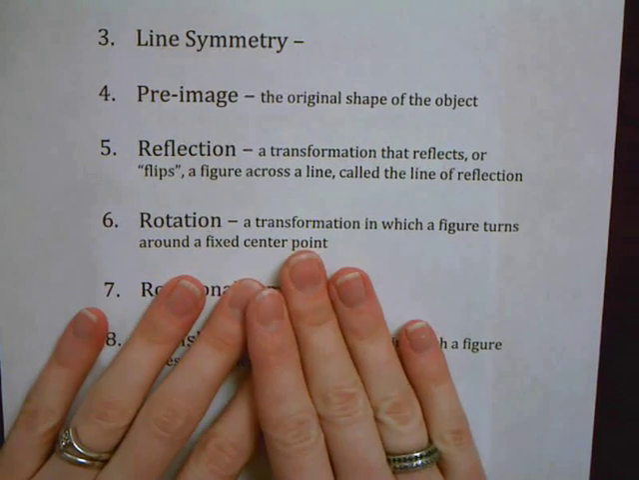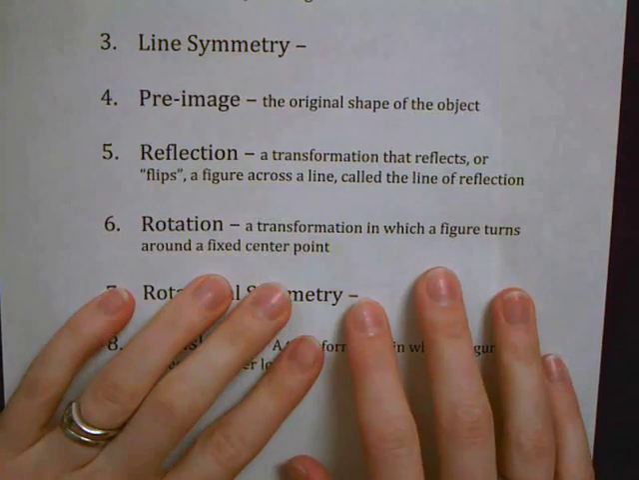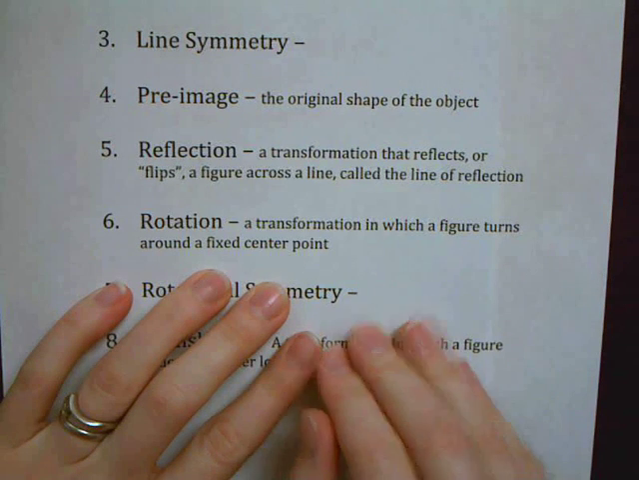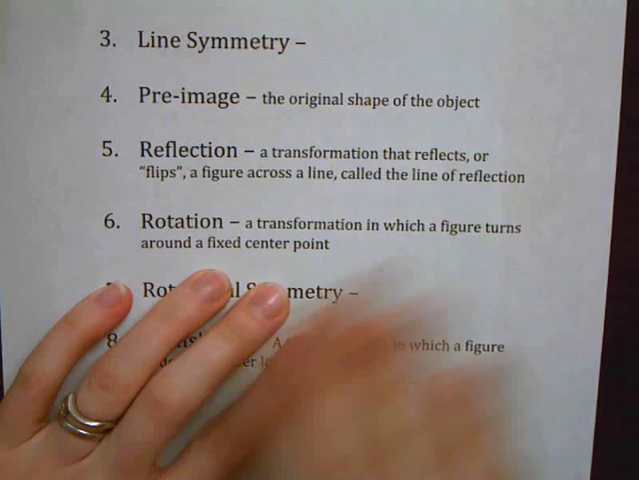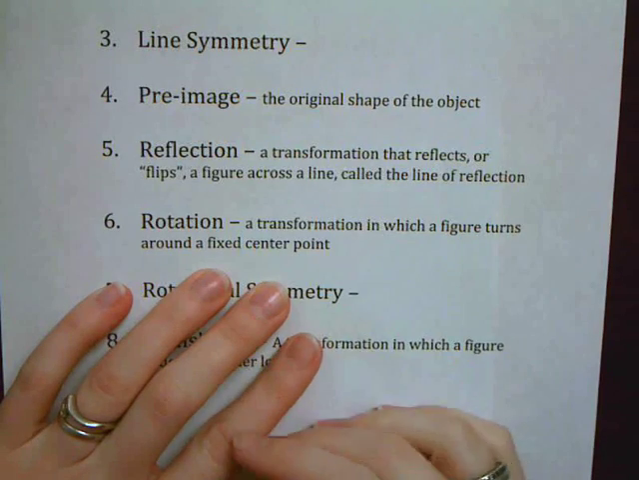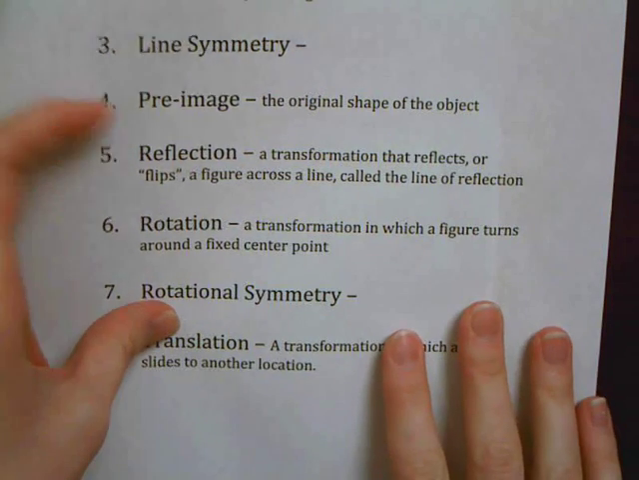Okay, so a rotation is considered an isometric transformation, which remember means it doesn't change the size or shape of the figure. The image will be congruent to your pre-image. The only thing that's going to be changing is the position in the coordinate plane as well as the orientation. So it might be upside down or backwards, but it will still be the same size and the same dimensions.